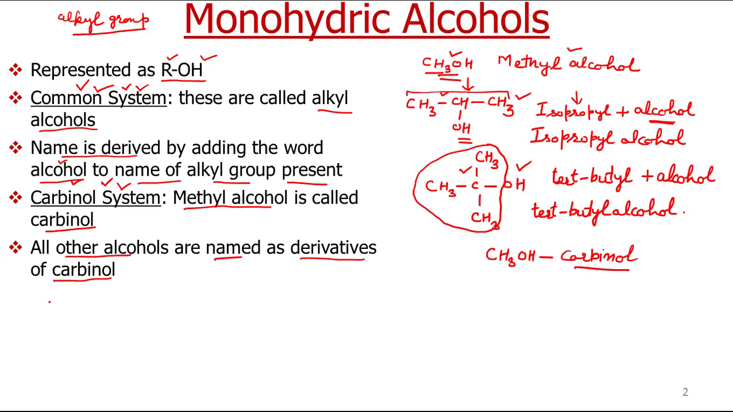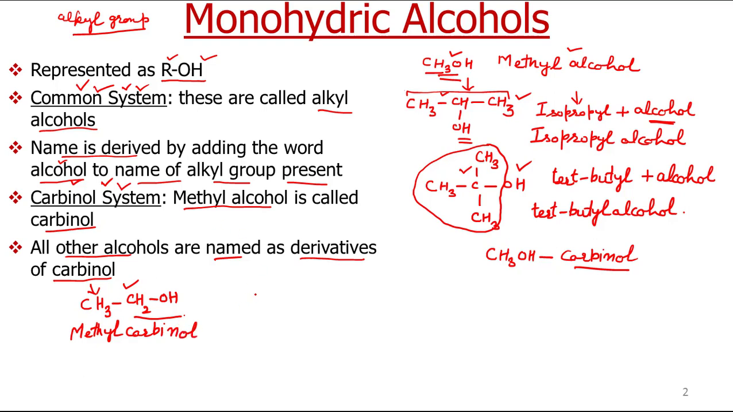You will understand this by some examples. Like I will write CH3CH2OH. Now this part is carbinol. So when we have to name this compound using the carbinol system, what will be the derivative? The derivative is methyl. So we will call it methyl carbinol. So its name is methyl carbinol.